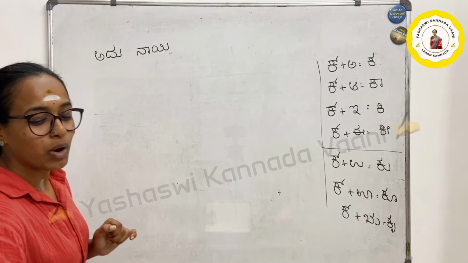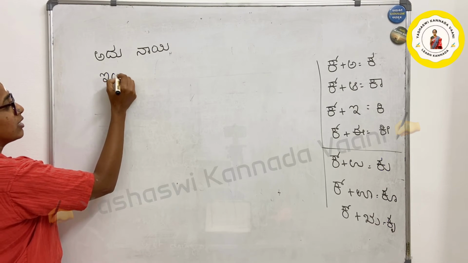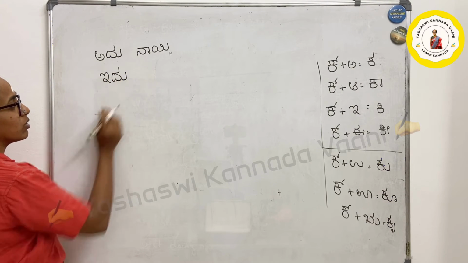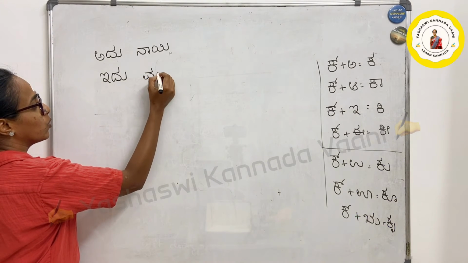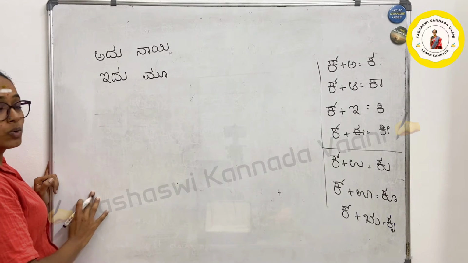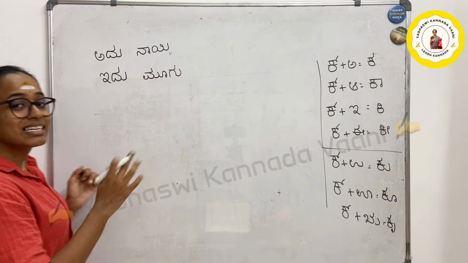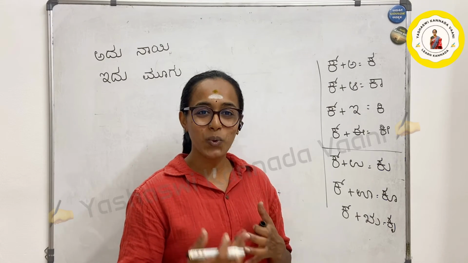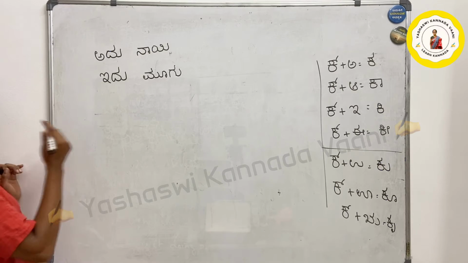Now we'll go for one more. E, that is the, I'll do the oo sounding. Idu, this. Mu, gu. Mugu is a nose. This is a nose. Idu mugu. Clear? Very good. Next we'll go for one more.